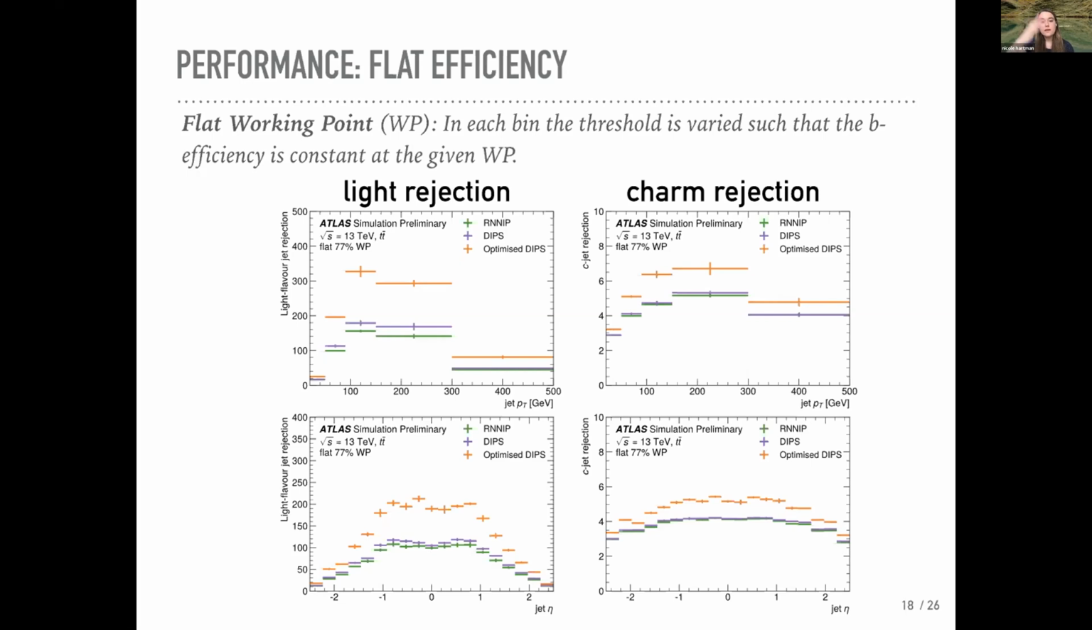So the light rejection is given in the left-hand column and the charm rejection in the right-hand column, with the variation with respect to PT in the first row and with respect to eta in the second row. And the takeaway message here is that the overall performance gains that we saw in the ROC curves are also reflected in performance gains in the individual regions as well.